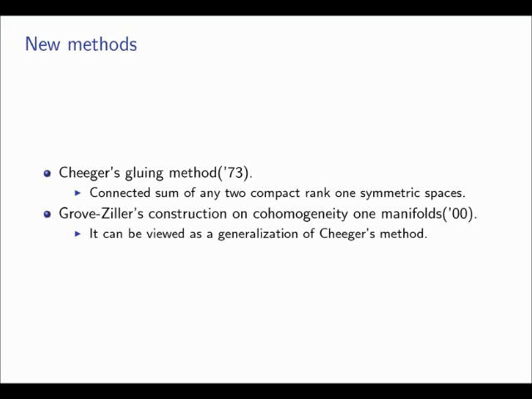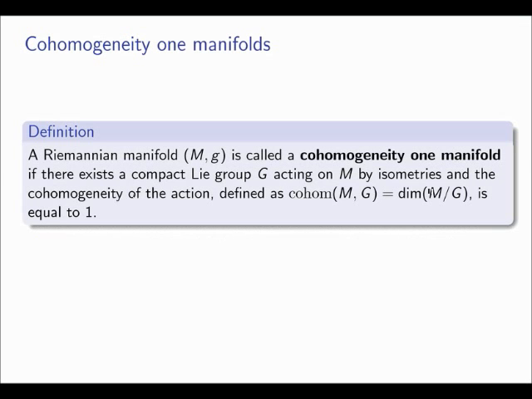So we have talked about cohomogeneity one manifolds. Now we look at the definition. You see this is quite interesting. A Riemannian manifold is called a cohomogeneity one manifold if there exists a compact Lie group G acting on M by isometries, and the cohomogeneity of this action, which is the dimension of the orbit space M over G, is equal to 1.